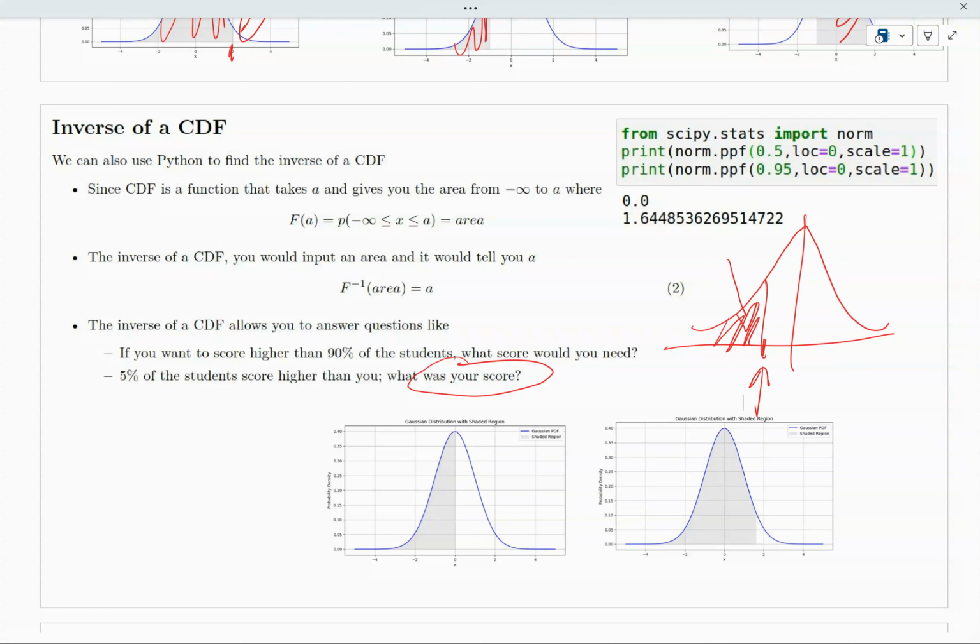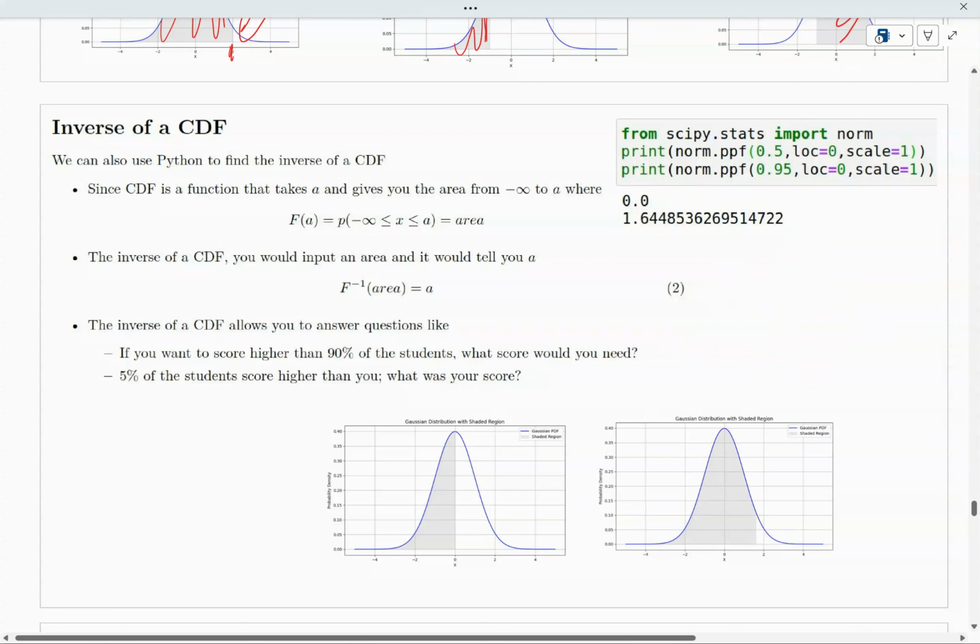And to do this is actually very easy in Python as well. Instead of CDF, it's called a PPF. So over here, it's saying PPF at 0.5, so half of the area. I want you to tell me where half of the area is. And you can see, since the center is at 0, half of the area gives you 0, which is here. Or you want to say 95% of the area, which is here. Therefore, it's saying that it's roughly 1.6. That will give you 95% of the area, okay?